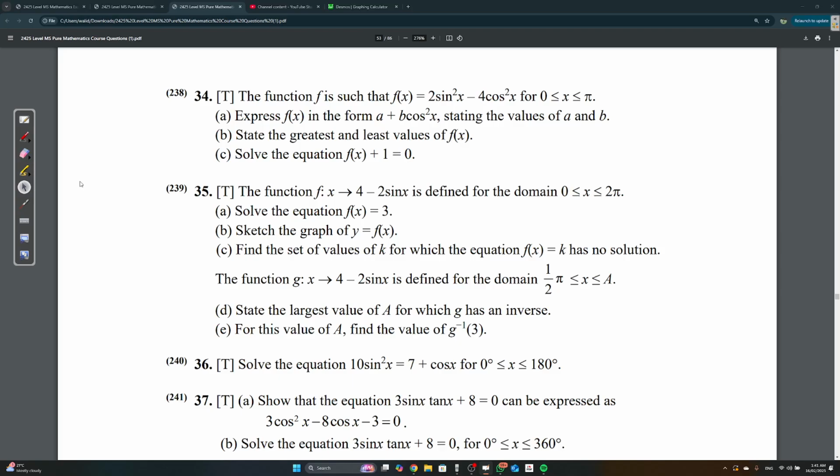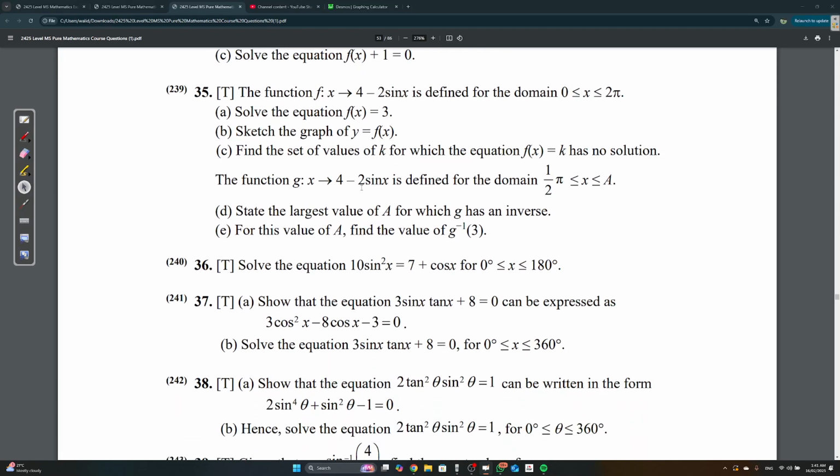The function f of x equals 4 minus 2 sine x is defined for the domain 0 to pi. Solve the equation f of x equals 3. Okay, 4 minus 2 sine x is equal to 3. Other side, okay, you're going to get that sine x is equal to half.